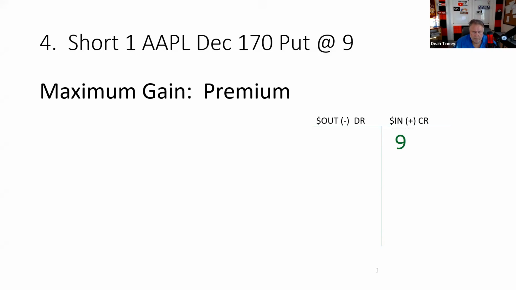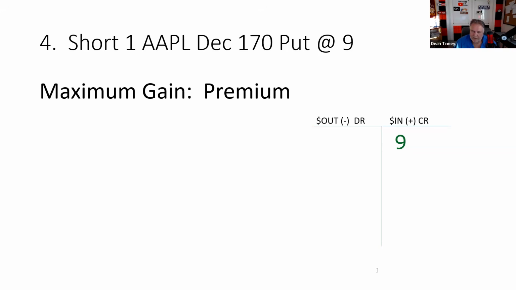Your customer goes short one Apple December 170 put at 9, when Apple's at 172. I'm telling you, I'm a jerk, by the way, so heads up. What does that 172 have to do with answering the question? Your customer is short one Apple December 170 put at 9, when Apple's at 172.